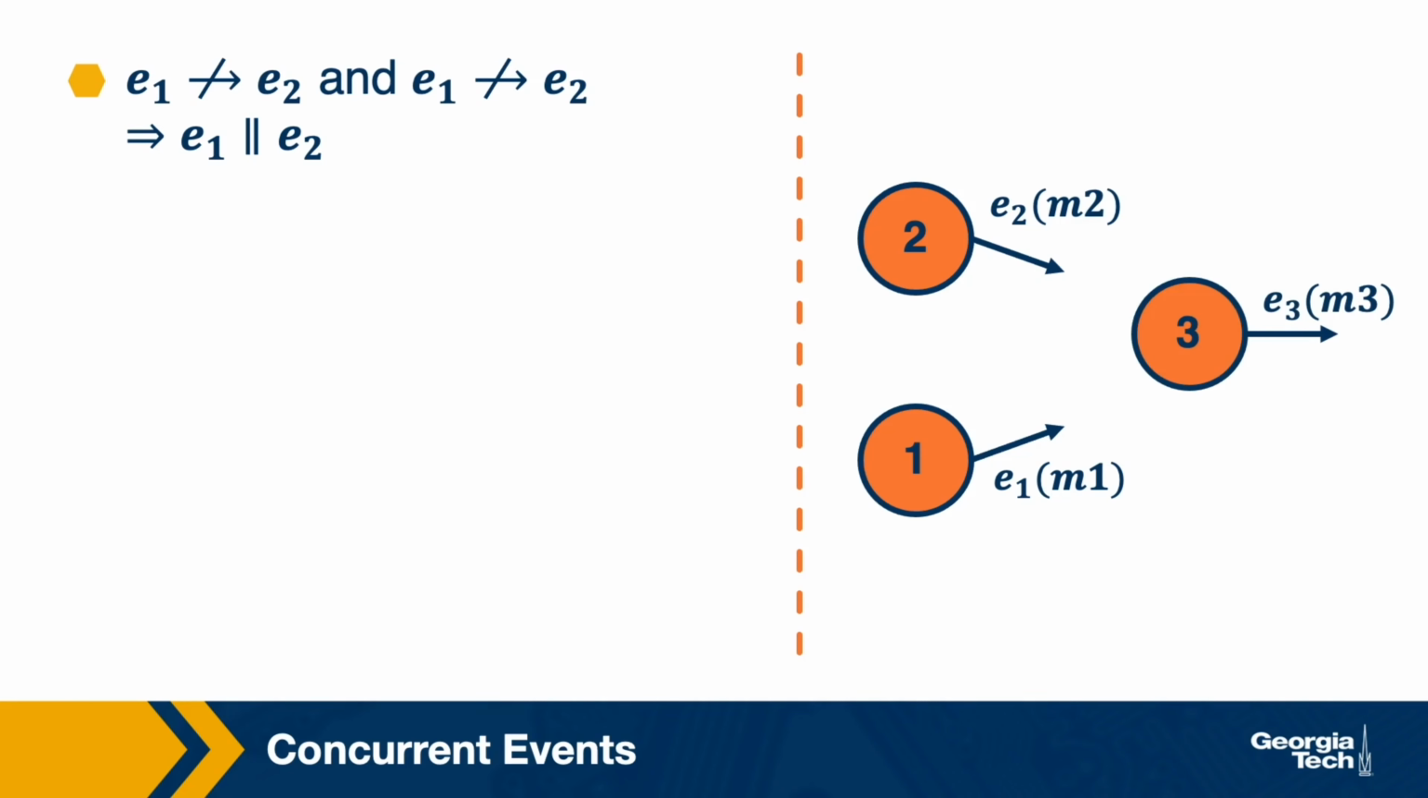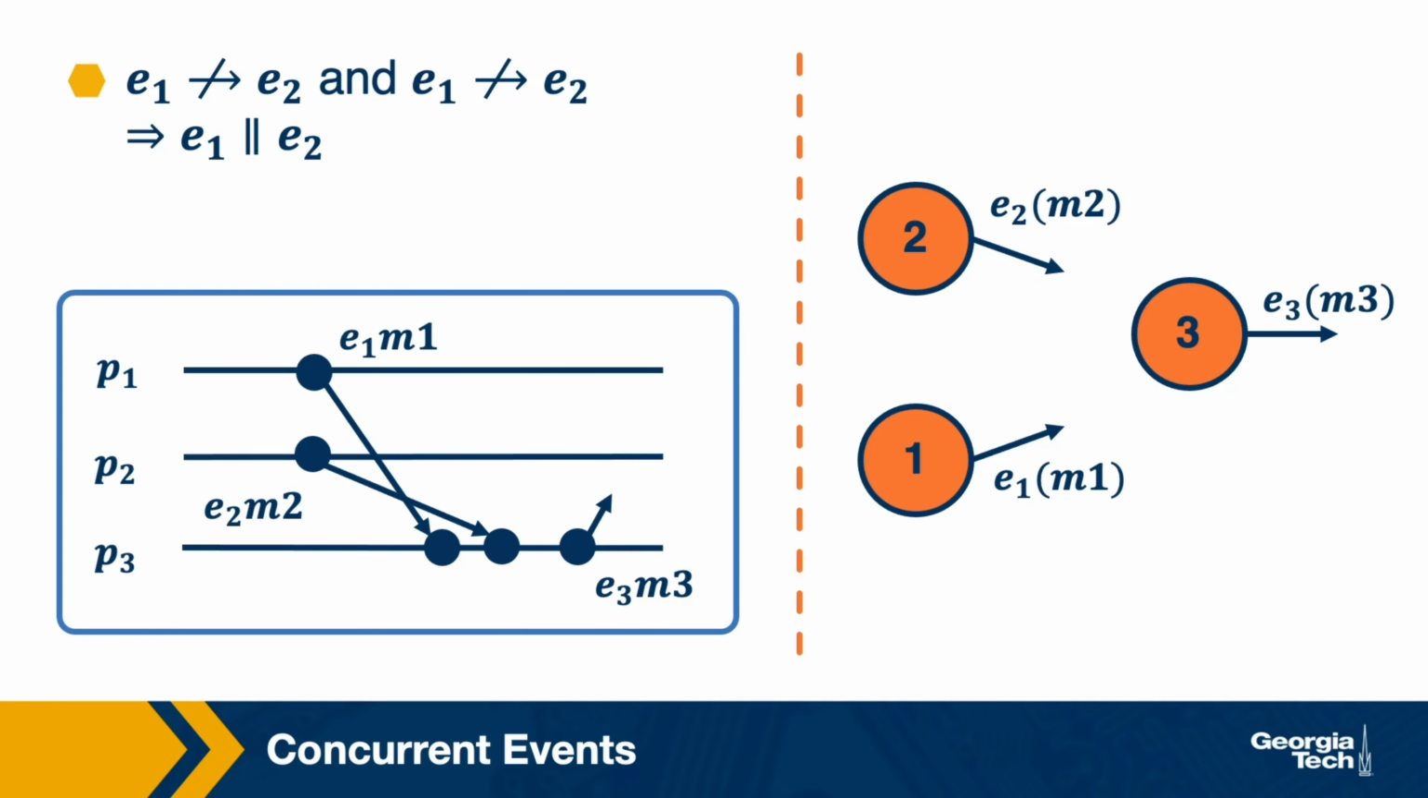Of course, both of these events may have happened before some other event. For instance, if we assume here that the messages sent by nodes 1 and 2 are first received by node 3, and then node 3 sends a message M3, both E1 and E2 would have happened before this last event E3. We can show this on a time diagram as follows. E1 sends M1, that's received by process 3. Event E2 corresponds to sending M2 at process 2, and that's received by process 3. And both of these events are before the event of sending the message M3.